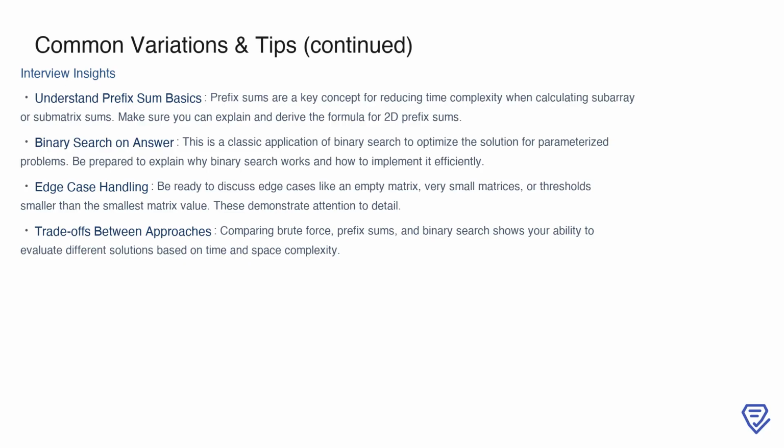Additionally, edge case handling is a critical skill. Be ready to discuss scenarios like an empty matrix, very small matrices, or a threshold smaller than the smallest matrix value. Addressing these nuances shows your attention to detail. Finally, being able to evaluate the trade-offs between different approaches such as brute force, prefix sums, and binary search signals your ability to think critically about time and space complexity, which is a valuable skill in technical interviews.